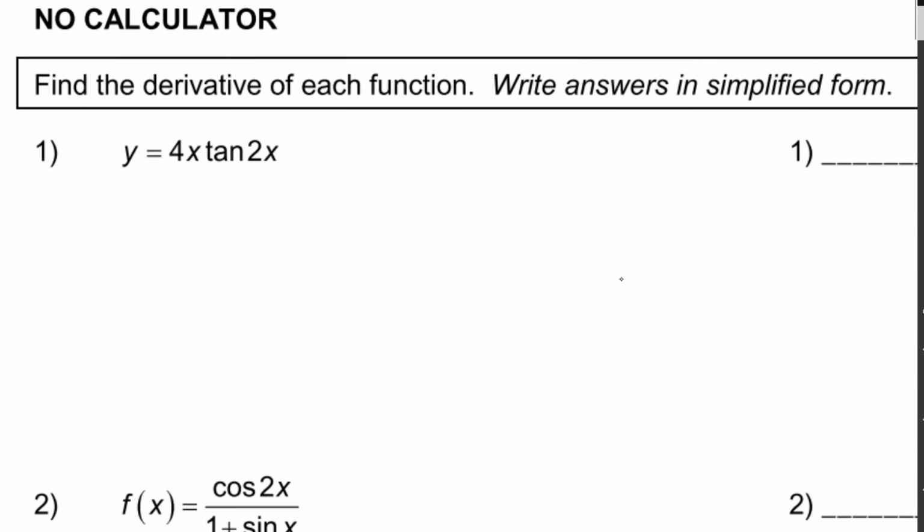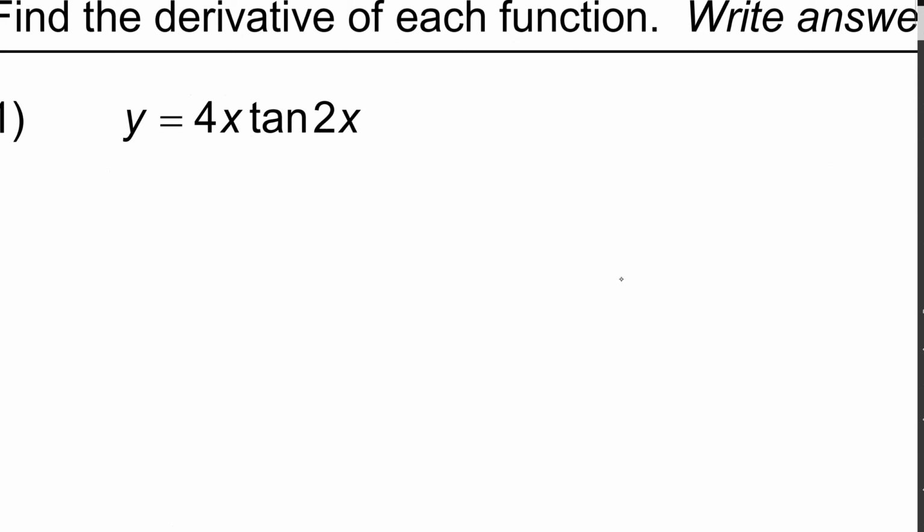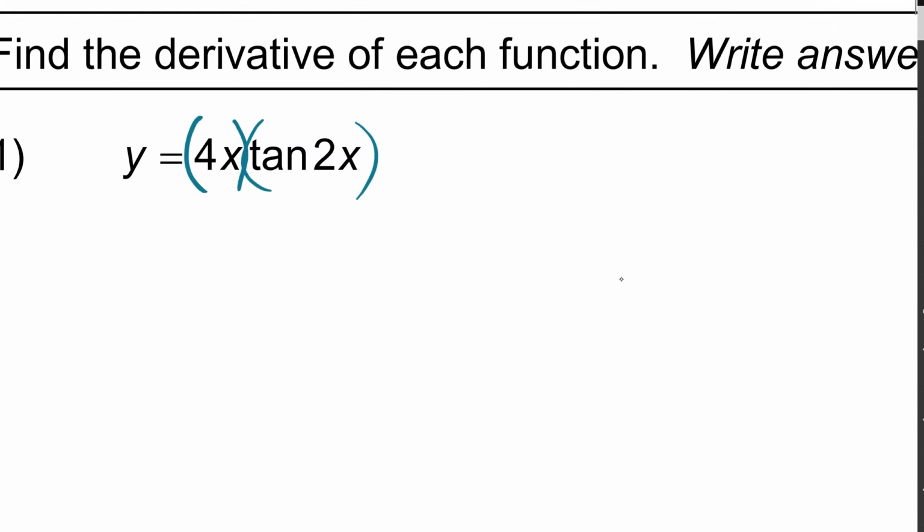Find the derivative of each function, write the answer in simplified form. So this is only 3.6, 3.7. Think in your head, what do we need to do? Turn to the person next to you. What rule should we use? The product rule. Wow, that was great. Because I have 4x times tan of 2x. So I'm going to have u be my 4x. What is the derivative of 4x? 4.